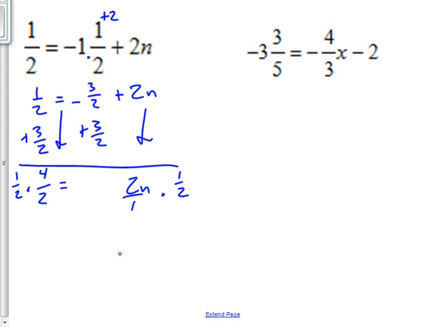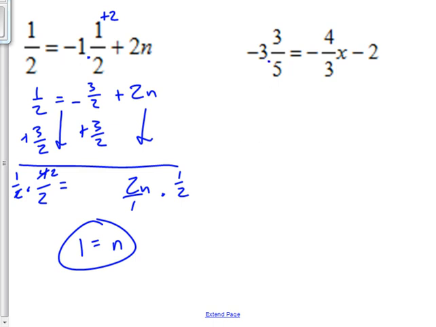The 2's are going to cancel. I'm left with n. And over here, the 2 is going to go away. The 4 is going to turn into a 2, and 2 over 2 is just plain 1. So we are set. If we do negative 1/2 plus 2 times 1, okay, if you do 2 and you subtract 1/2, you're going to have a half left. So that does make sense.